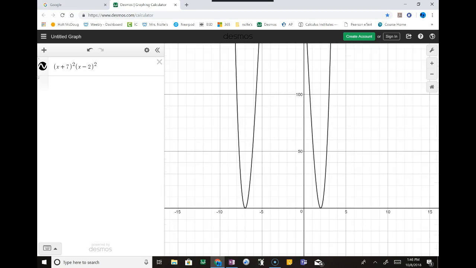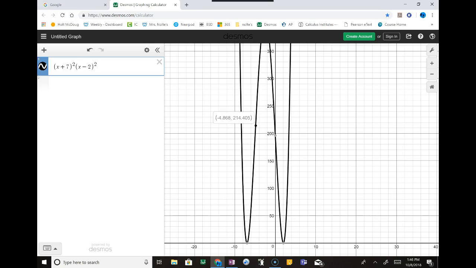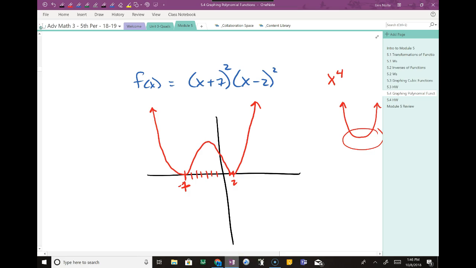So, there it is. This function goes up really, really high because it's an x to the fourth. So it's incredibly steep. The exponent makes it so steep. Now, I don't expect you to find those max and mins, but I want the general shape of your function. So I should look at your graph and say, oh yeah, it's a W.